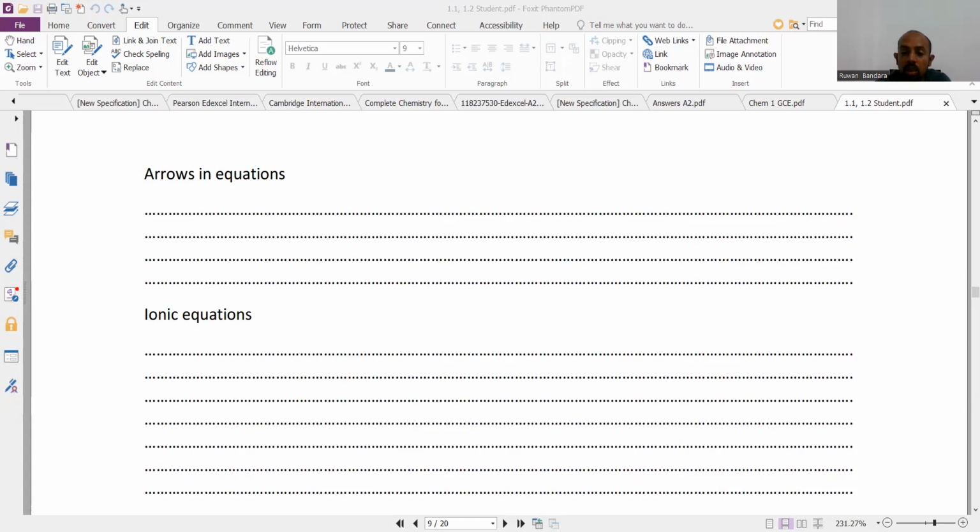So in many cases, you will be having this arrow. This arrow means it favors the forward way. But this one is known as the reversible arrow. Remember this. Proceed in this way.